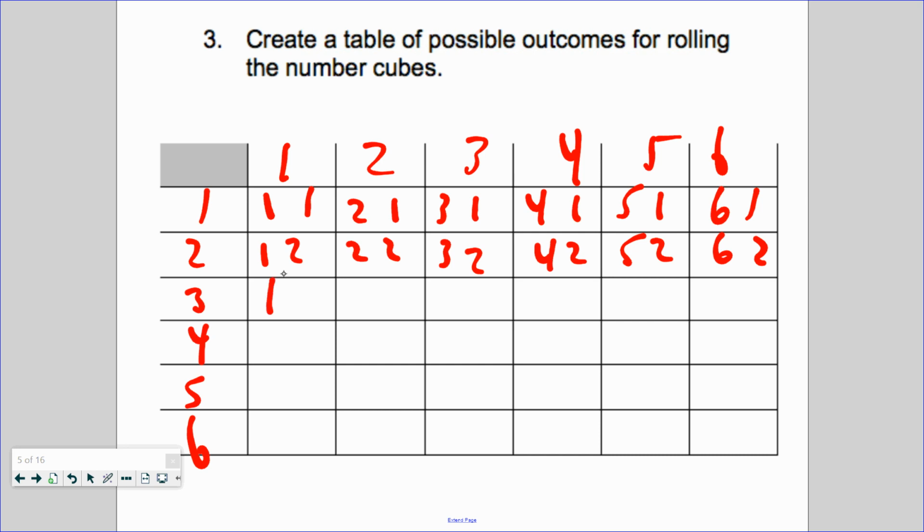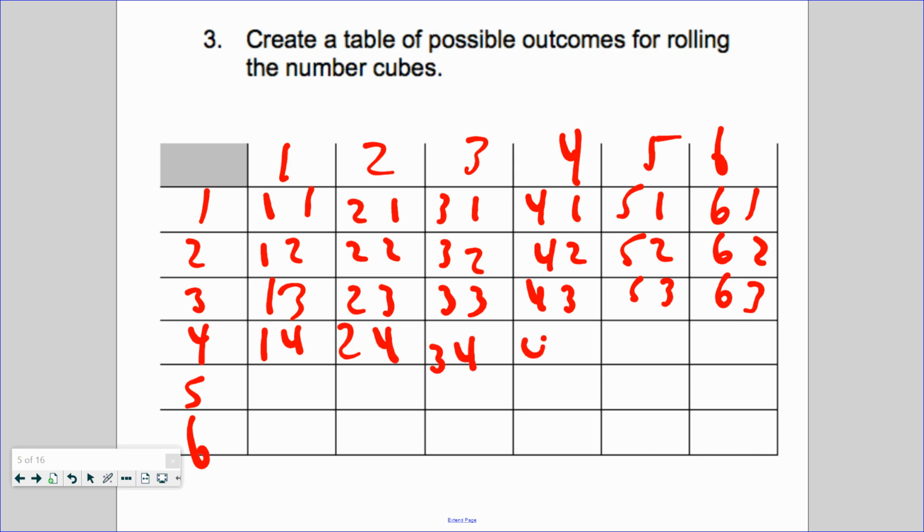But then the second one, I roll a 3. So it'll be 2, 3, 3, 3, 4, 3, 5, 3, 6, 3. I roll a 1 again. The second dice is a 4. 2, 4, 3, 4, 4, 4, 5, 4, 6, 4.